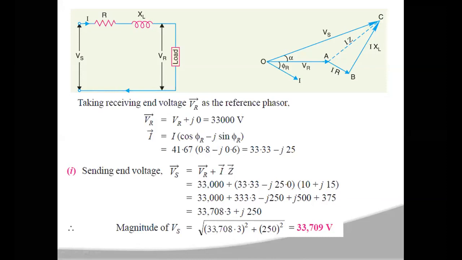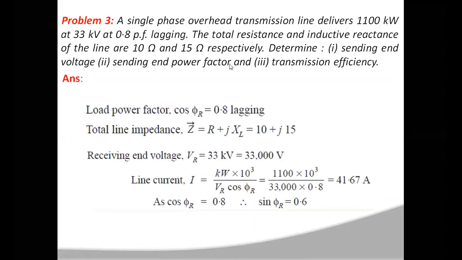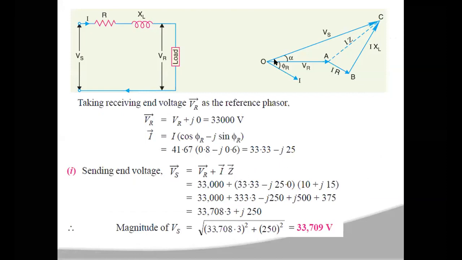After finding the sending end voltage, you were also asked to find the sending end power factor. For calculating the sending end power factor, you have to draw the phasor diagram. First, VR is your reference. Then your I will be lagging VR by an angle phi r. To get Vs for this vector VR, you have to add I into Z. So for this vector VR, you are adding I into Z, so that you get Vs. This I into Z is IR plus jXL. Now the angle between this Vs and your I is phi s.